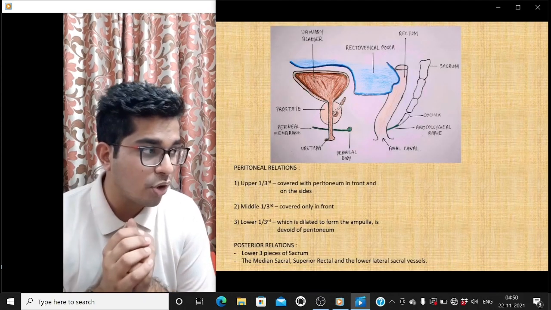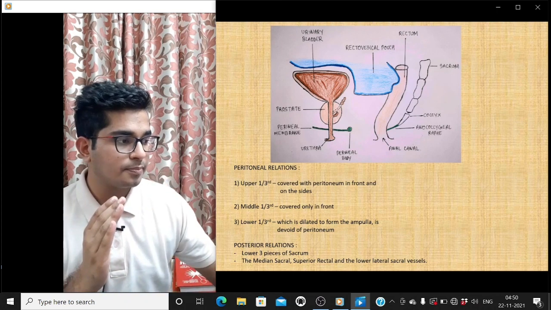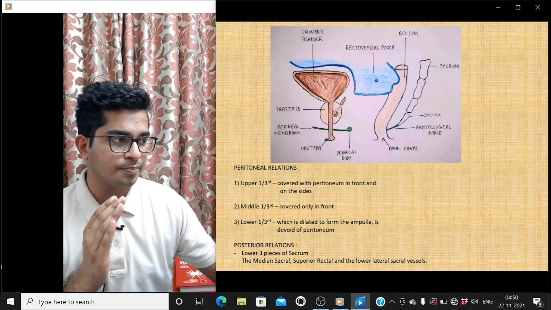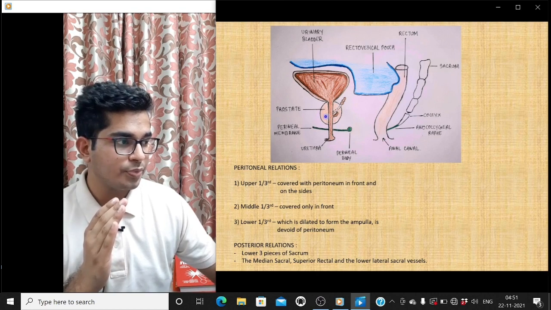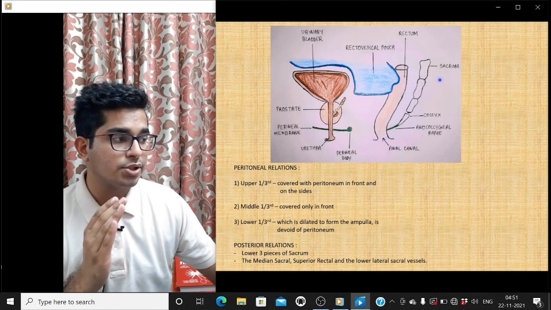These are the relations of your rectum. You can see anterior to the rectum, you have a peritoneum lining. This is your peritoneum. This is your bladder in a male. This is a male diagram because you can see a prostate. This is your perineal membrane, perineal body, urethra. And this is your rectum, the sacral flexure, perineal flexure. Behind the rectum is your sacrum.